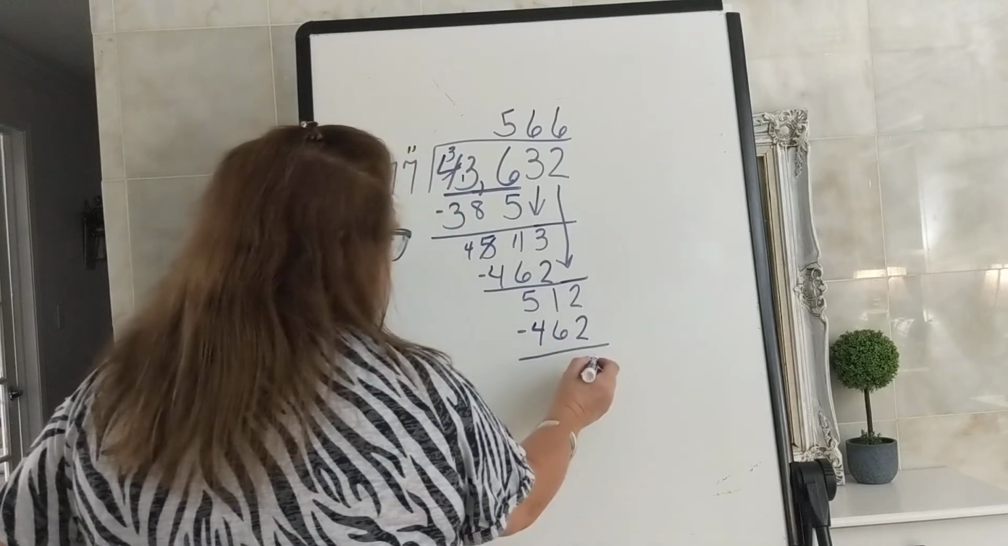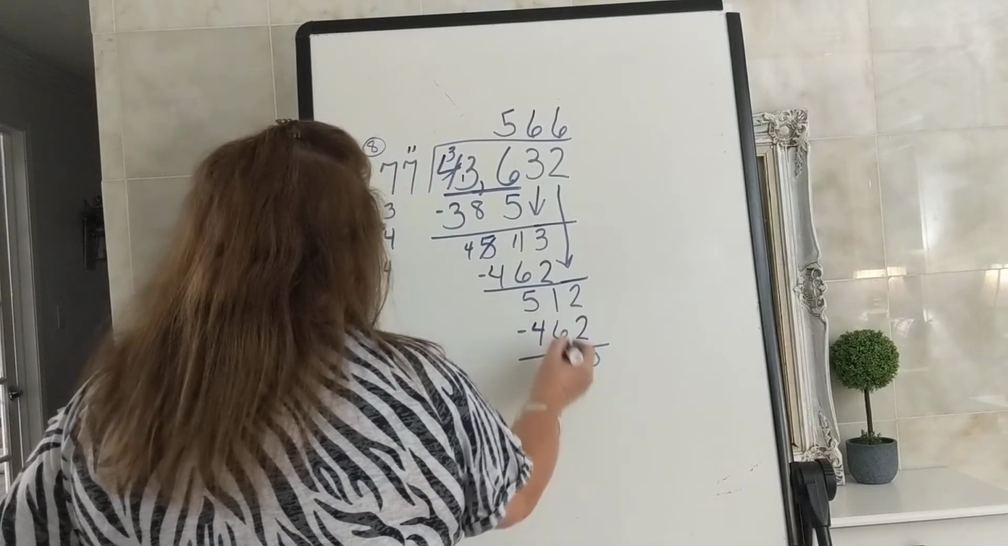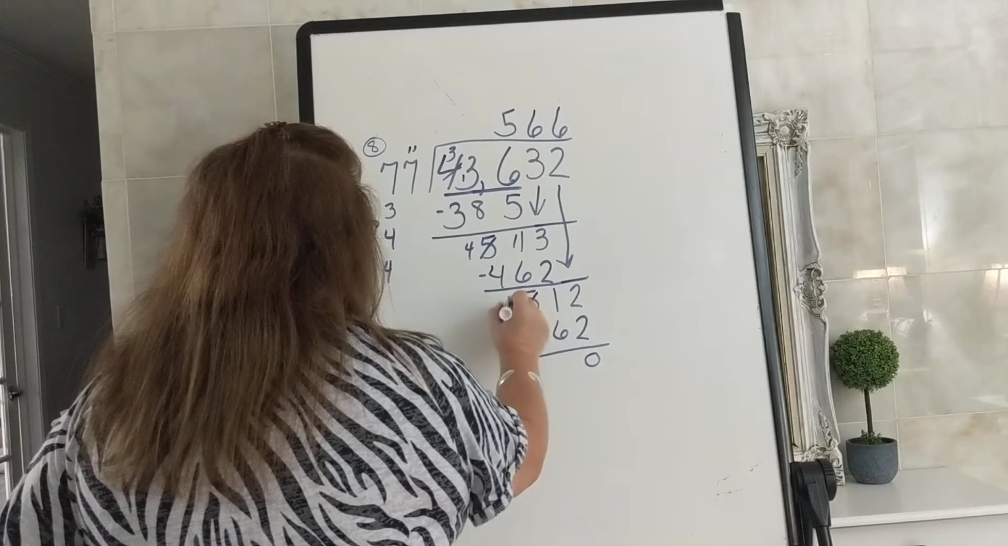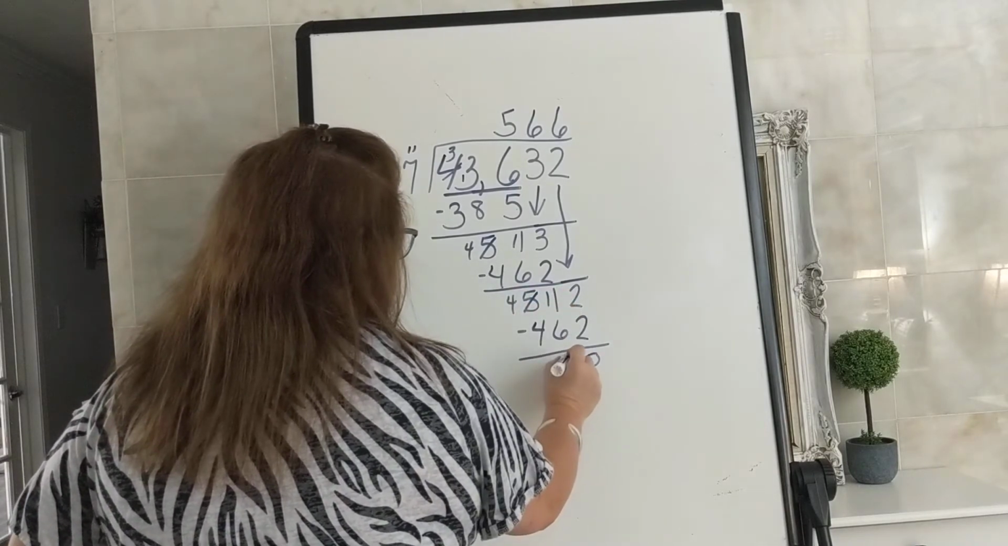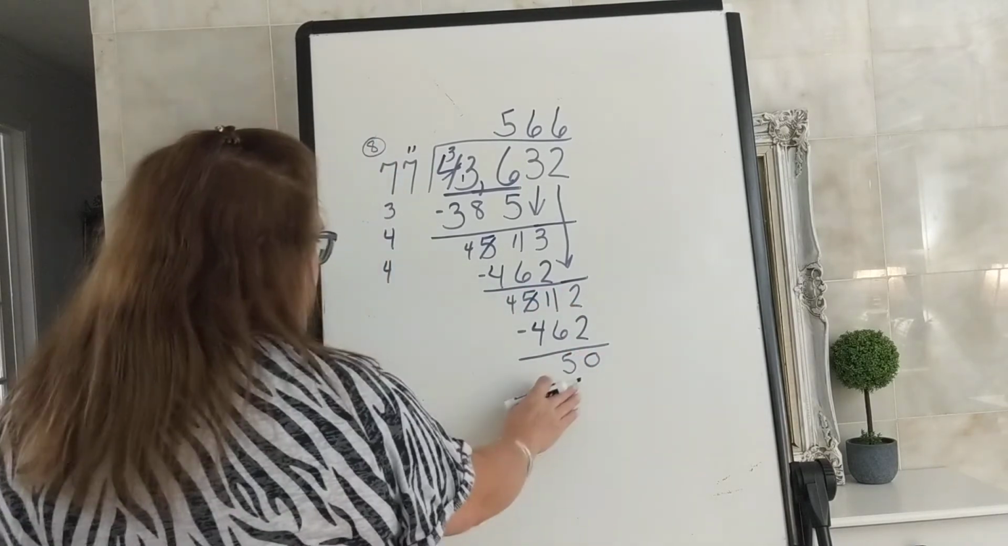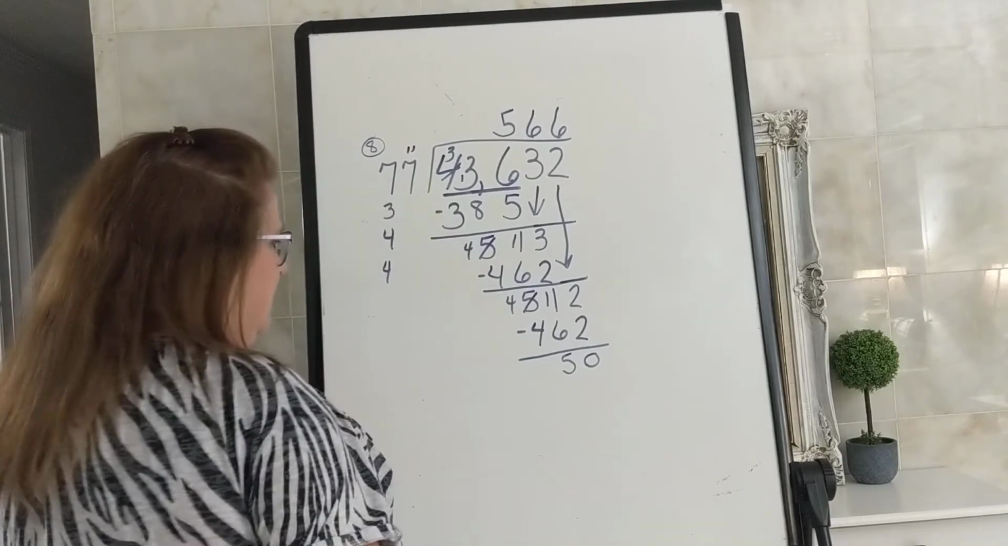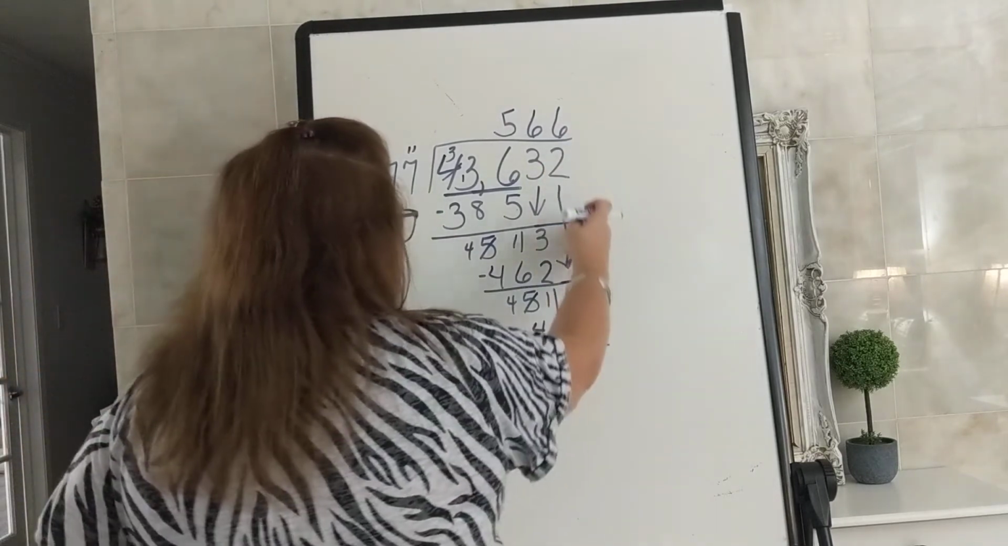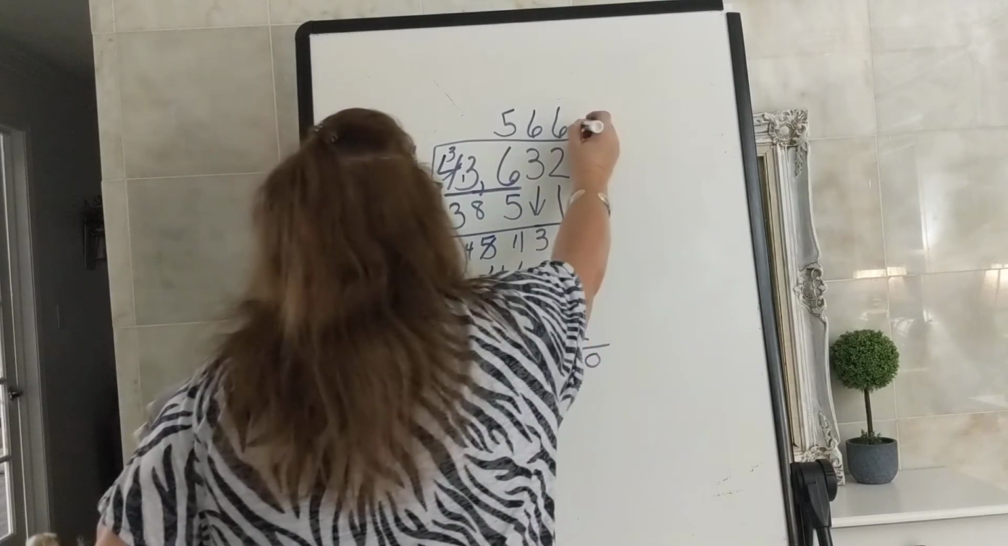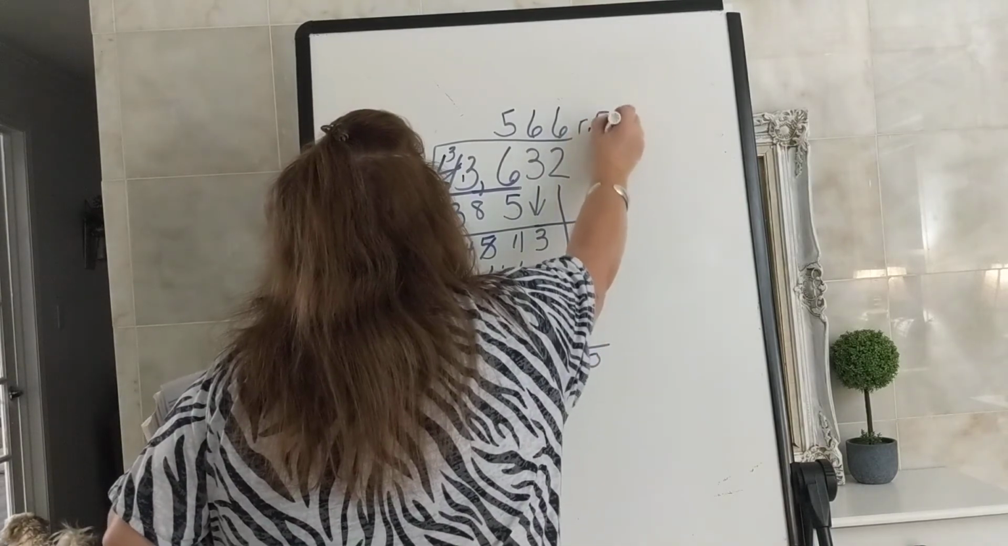We subtract. 2 minus 2 is 0. We can't say 1 minus 6. Go next door and borrow. 11 minus 6 is 5. Is 50 smaller than our divisor 77? Is there another number to bring down? Nope. So that is our remainder.